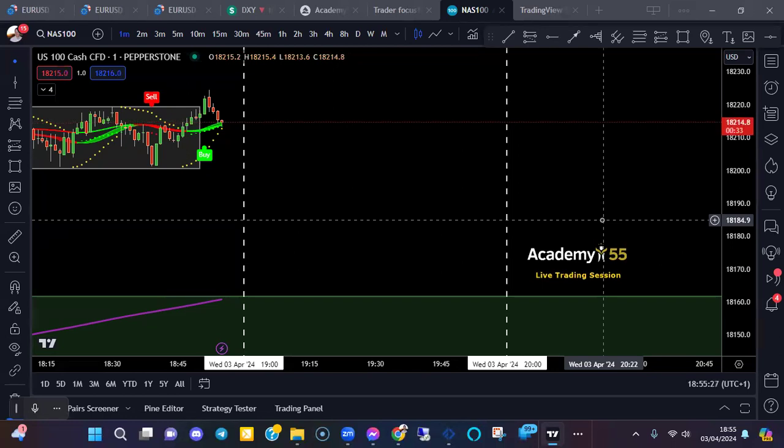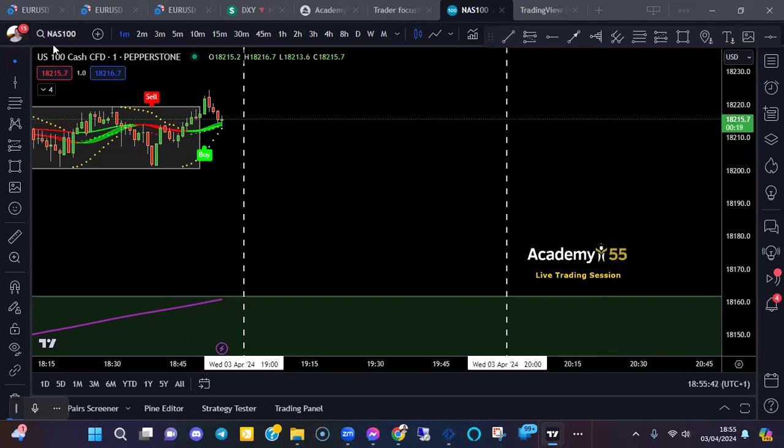Very drizzly where I am in Cornwall, but here we are, recording hopefully some live trading between 7 and 8 UK time on the US 100, also known as the Nasdaq 100.